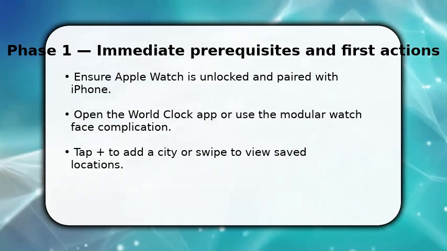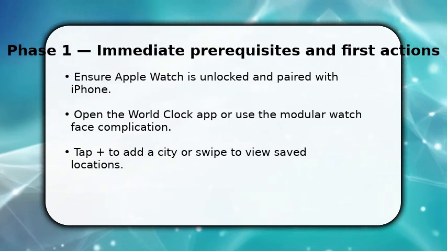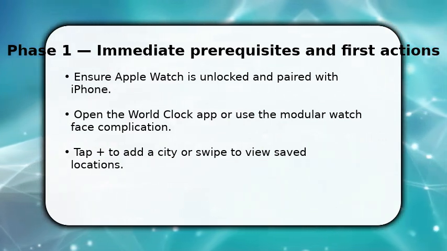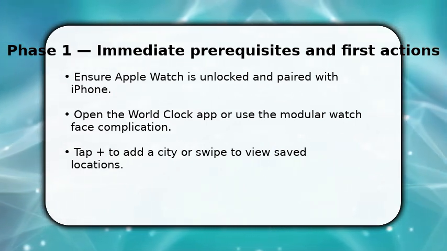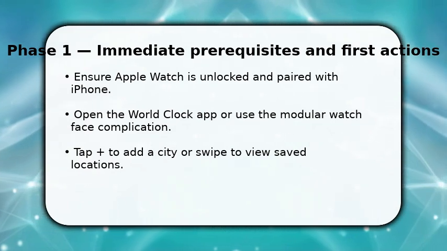The watch uses your network or phone to fetch time zones. Make sure to pick the exact city name shown. This avoids similar names. After adding one, you'll see it listed. Keep going to add other places you need.